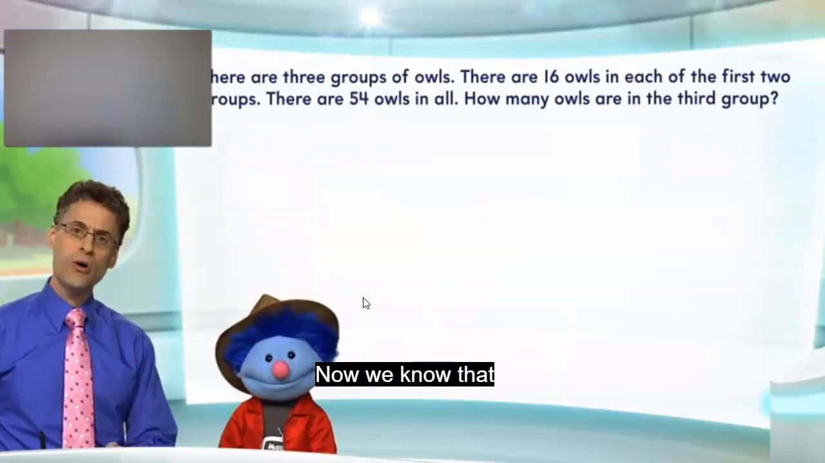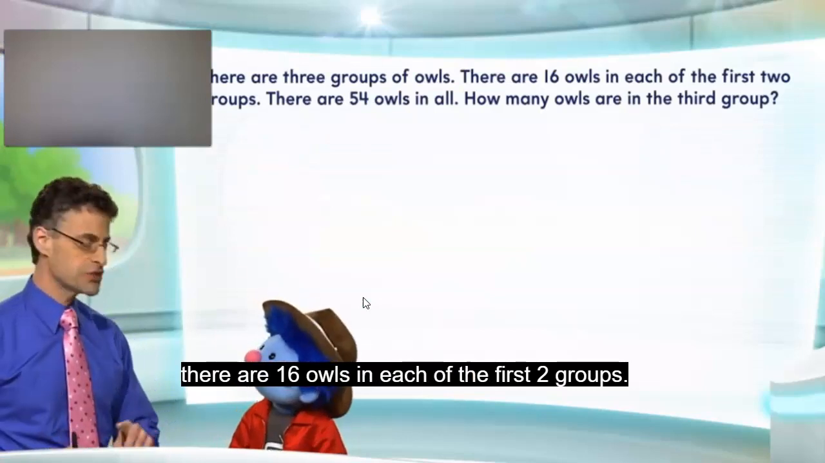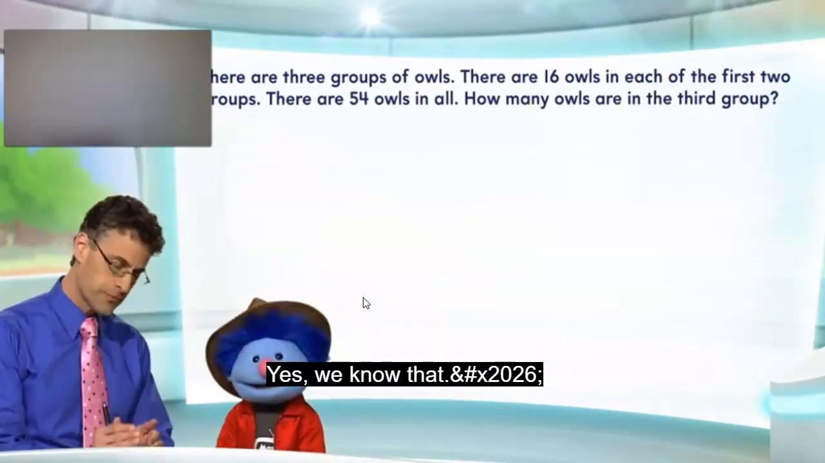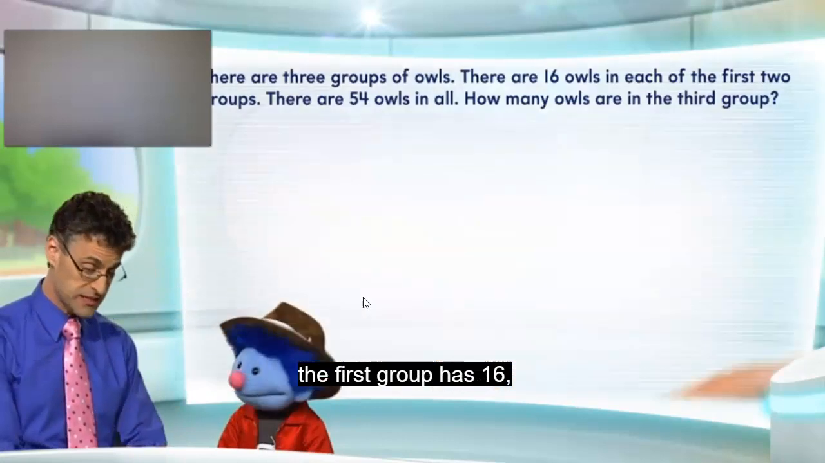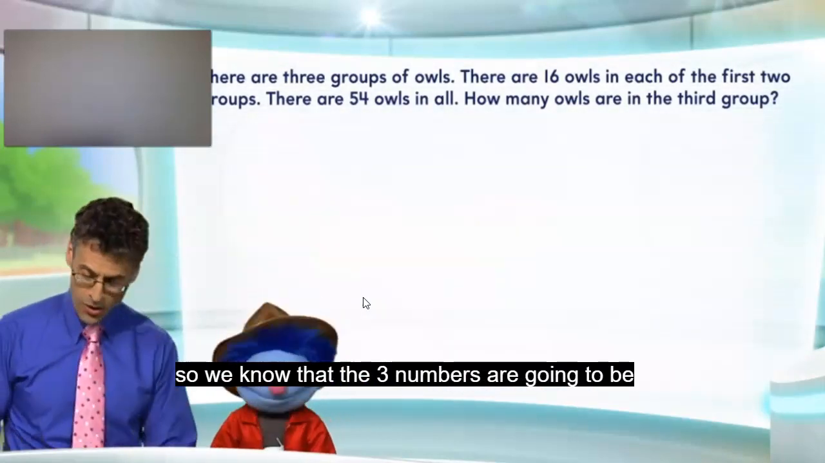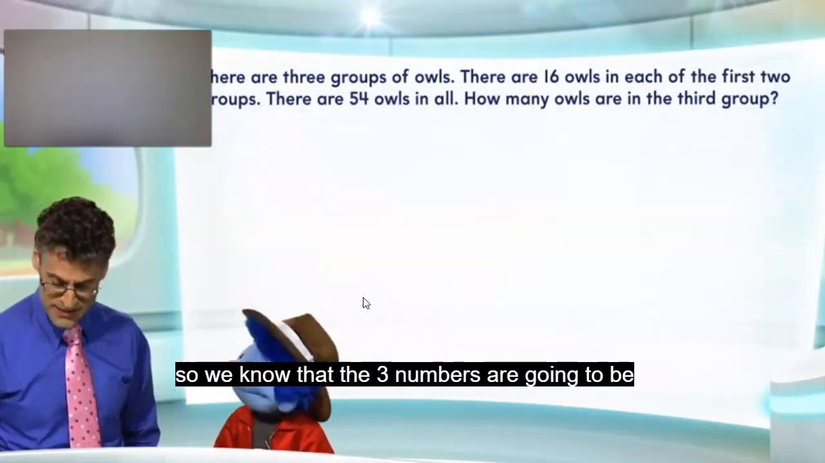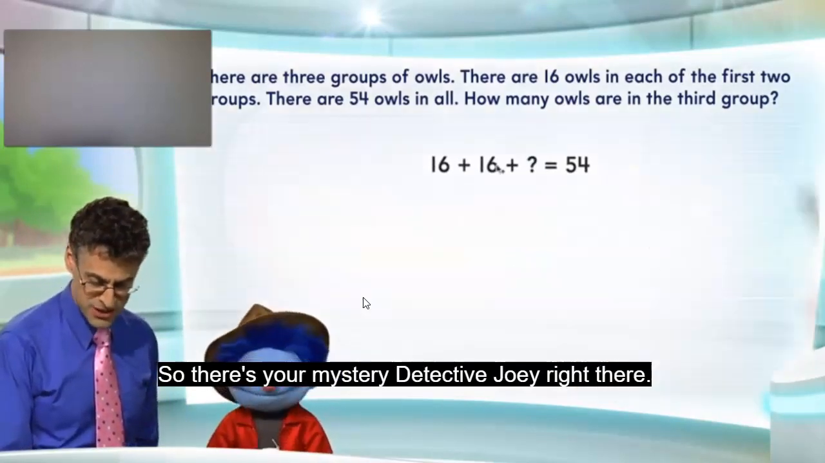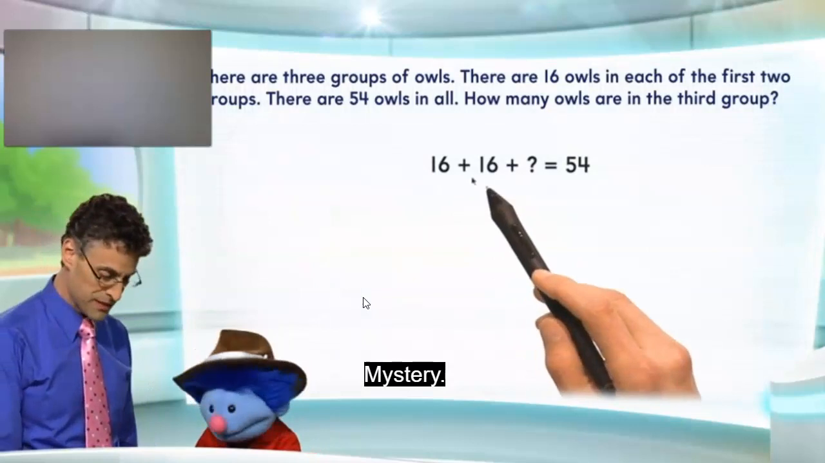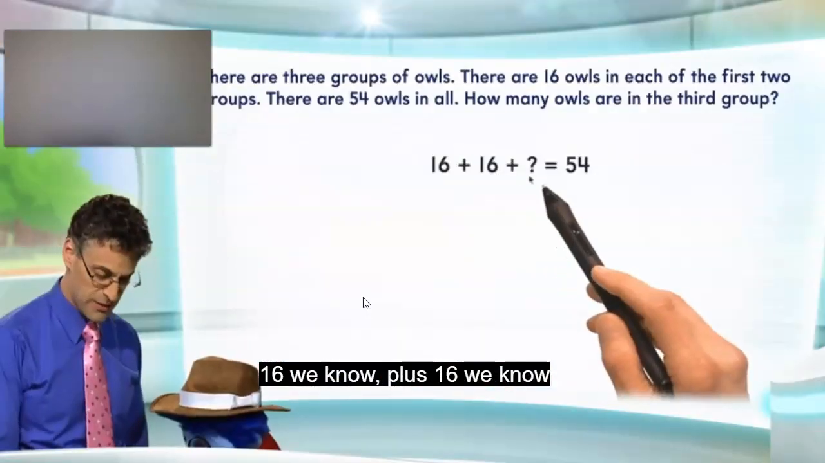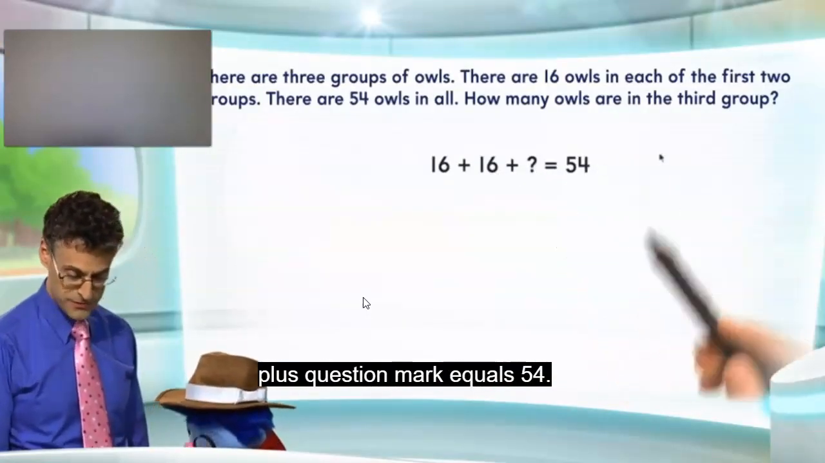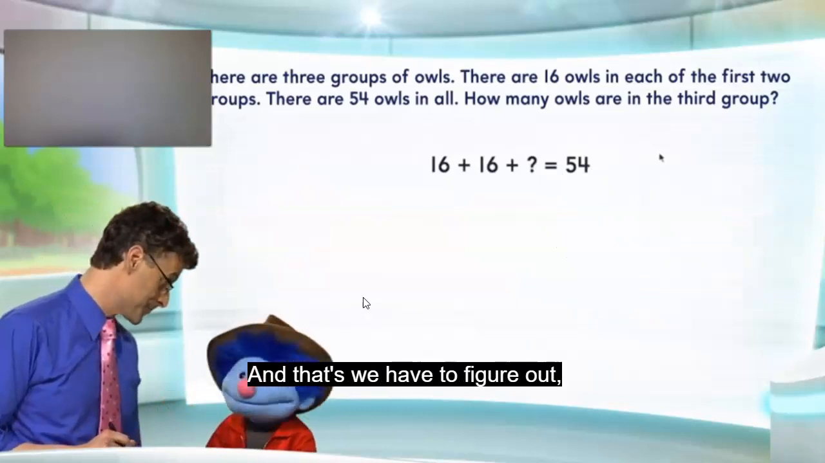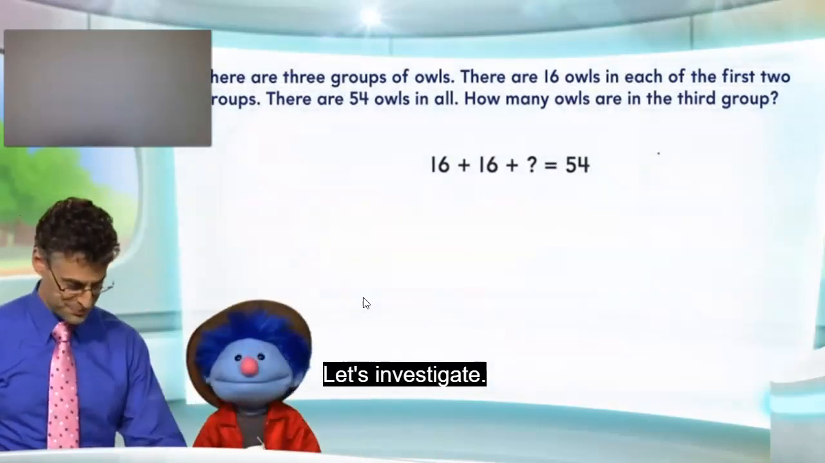Okay. Now we know that there are 16 owls in each of the first two groups. Yes, we know that. First group has 16, the second group has 16. So we know that the three numbers are going to be 16 plus mystery. So there's your mystery, Detective Joey, right there. Mystery. 16 we know, plus 16 we know, plus question mark equals 54. And that's what we have to figure out. What's the mystery? So let's investigate.